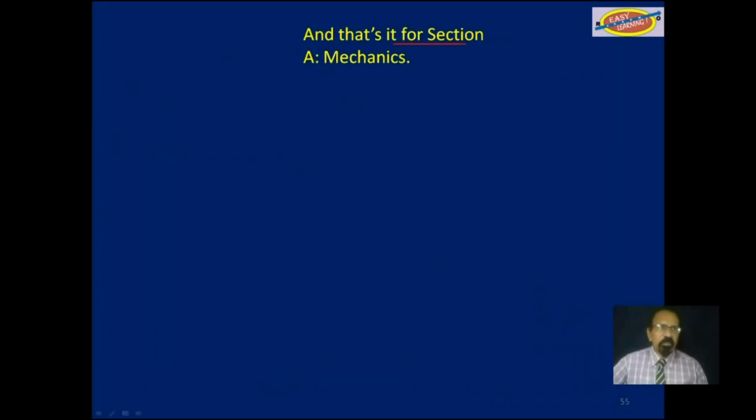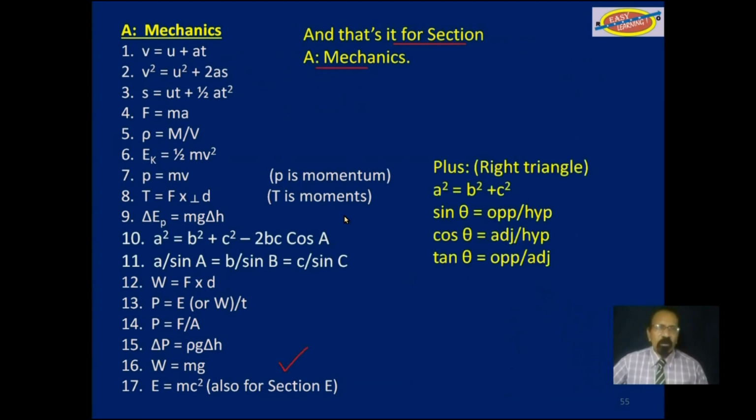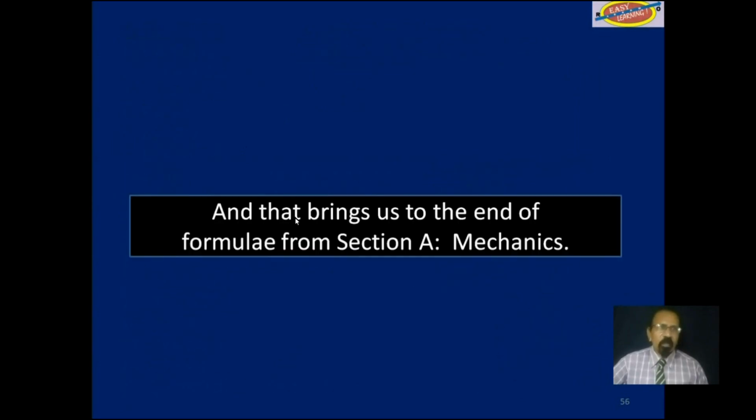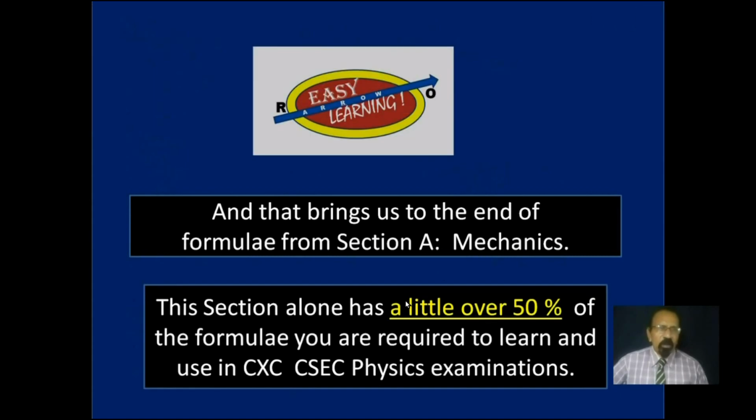And that's it for section A, mechanics. We have covered those 17 equations or formulae. We have also looked at these as they relate to the right triangle. And I think we have accomplished a lot. That brings us to the end of the formula section for mechanics. We have covered a little over 50% of all the formulae that you need to learn and use for the CSEC physics examination.